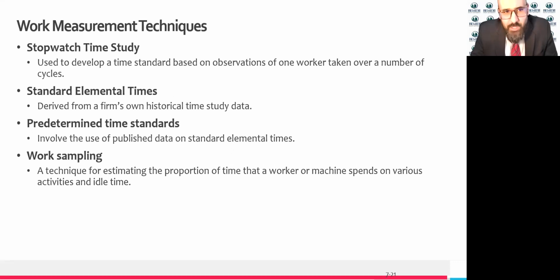The first one is a stopwatch time study, used to develop a time standard based on observation of one worker taken over a number of cycles. Number two is standard elemental times, derived from a firm's own historical time study data. So this is based on historical data. Number three, predetermined time standards. These are based on industry, published data on standard elemental times. And number four, work sampling, which is a technique for estimating the proportion of time that a worker or a machine spends on various activities and idle time.